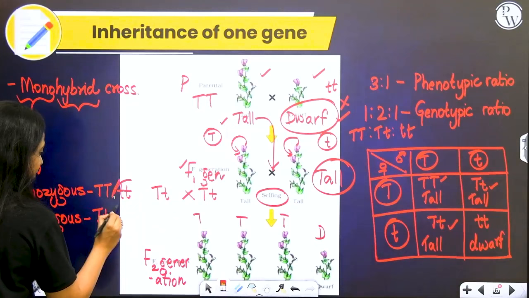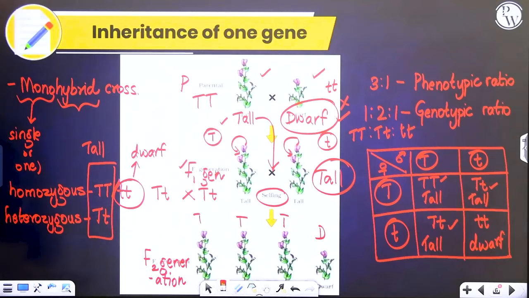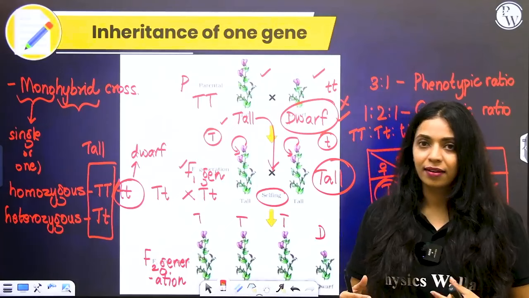Dwarf is always going to be small t, but tall can either be capital T or capital T, small t. But this is present inside the cell. It is present within the DNA. It's not something that you can see and say, okay, this is homozygous, this is heterozygous.